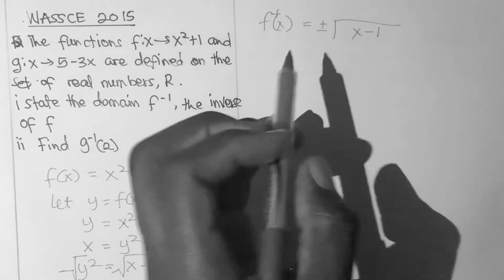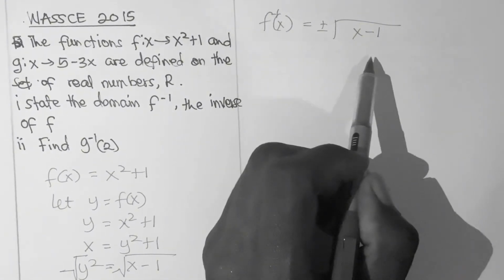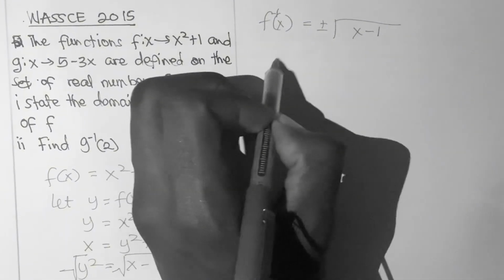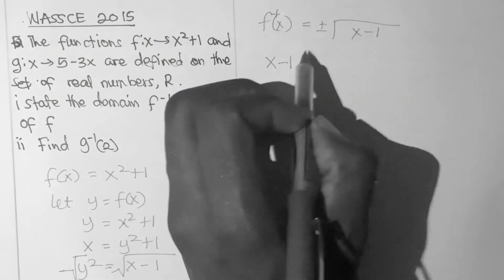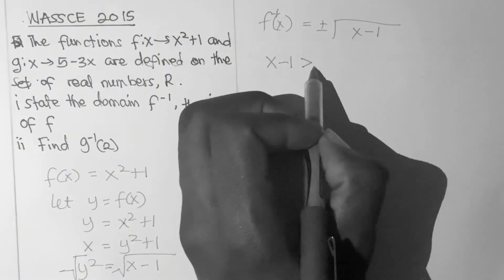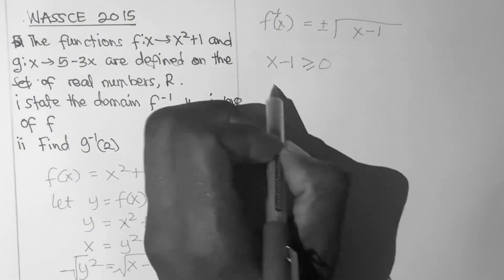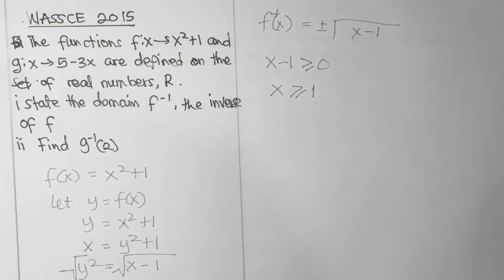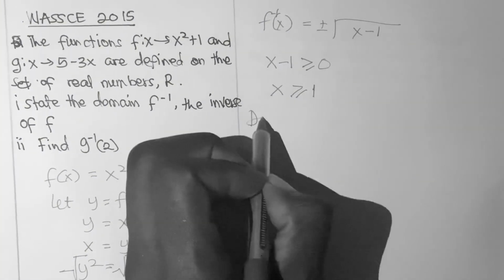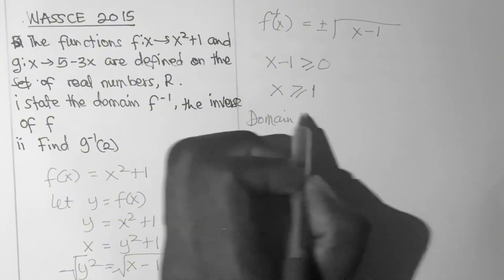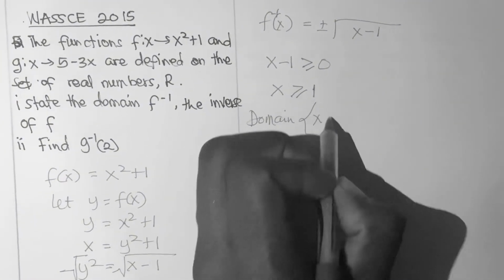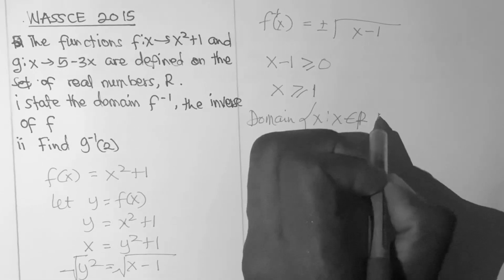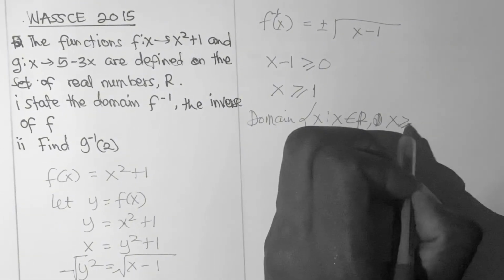Now for this domain, you know that square root of negative numbers gives us imaginary numbers. So what it means is that x minus 1 must be greater than or equal to 0. So x must be greater than or equal to 1. So the domain: x is a member of all real numbers, however, x is greater than or equal to 1.